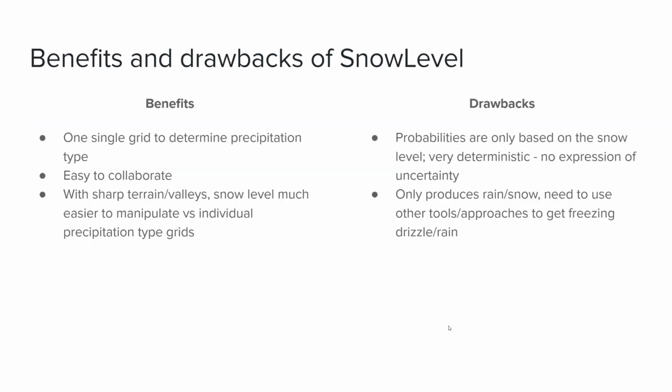So finally, to summarize using SnowLevel for weather types, the main benefits are having one main grid that drives your weather types, which is easy to collaborate between neighbors and also very easy to edit in complex terrain. The main drawback is that SnowLevel is currently a deterministic grid, and the only way to express uncertainty in p-type is by forcing the snow level to within 800 feet of the surface so that mixed precipitation is depicted. When other precipitation types besides rain and snow are necessary, additional tools or steps have to be completed in order to introduce freezing rain or drizzle into the forecast.